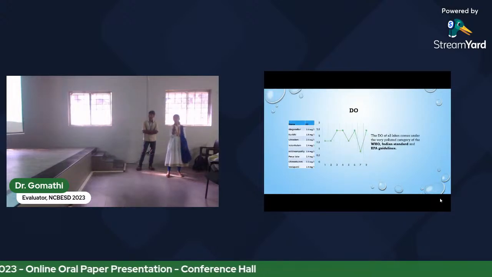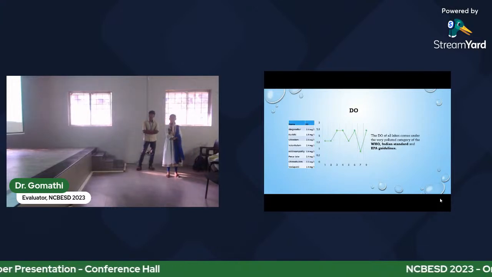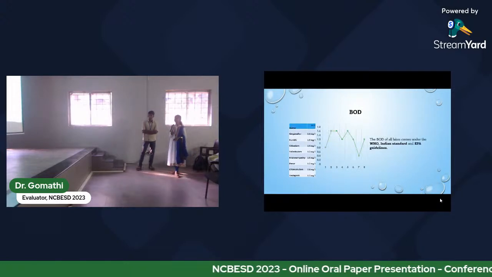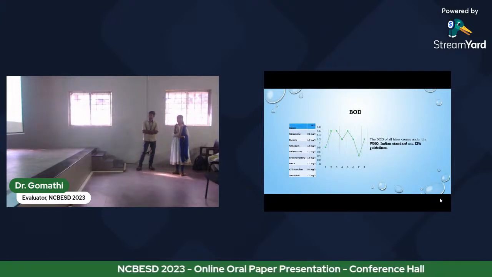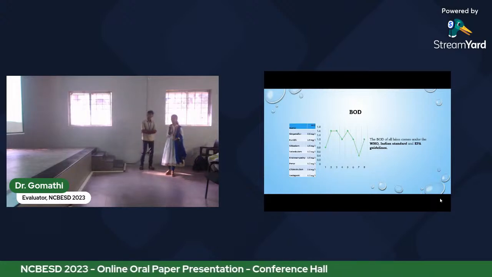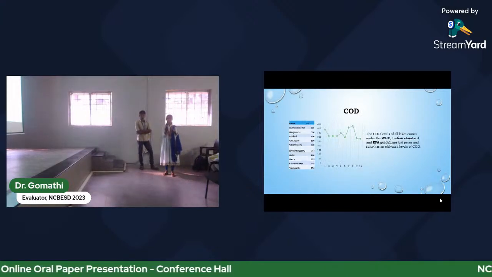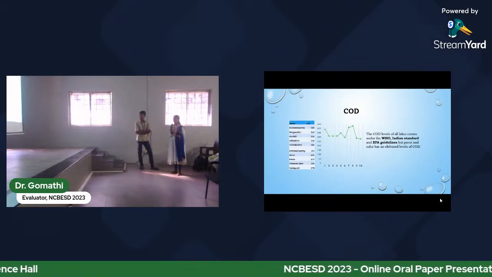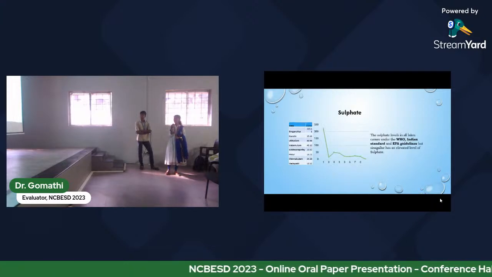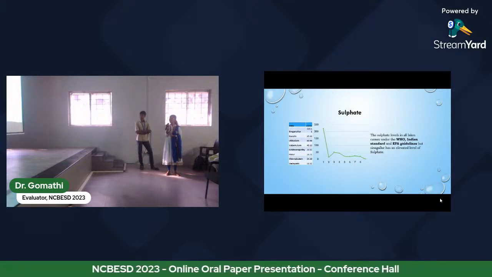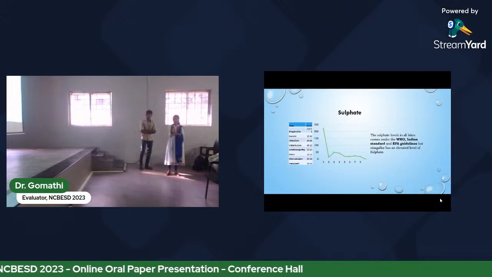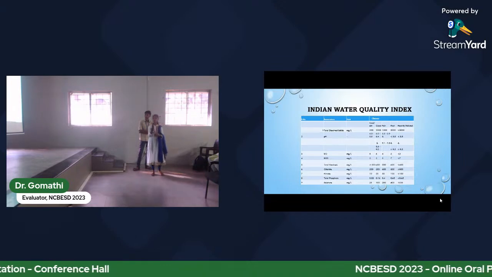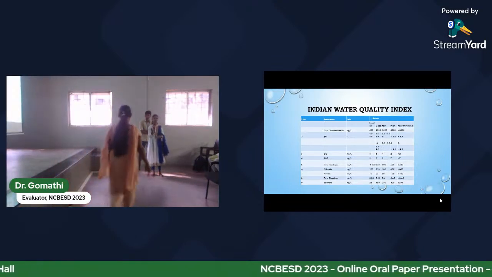As we speak of DO, every lake is very much polluted and it is very low, so the value of DO is not up to the standards. Then BOD, every lake is polluted and does not come under the guidelines. When we speak of COD, all lakes except Vellore and Sulu come under the guidelines. And finally sulfate, Simhanadu lake has an elevated level and all other lakes come under the guidelines. So this is the Indian Water Quality Index to which we compared our results.